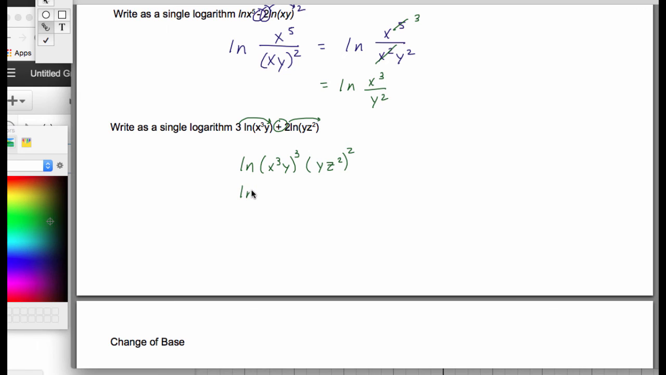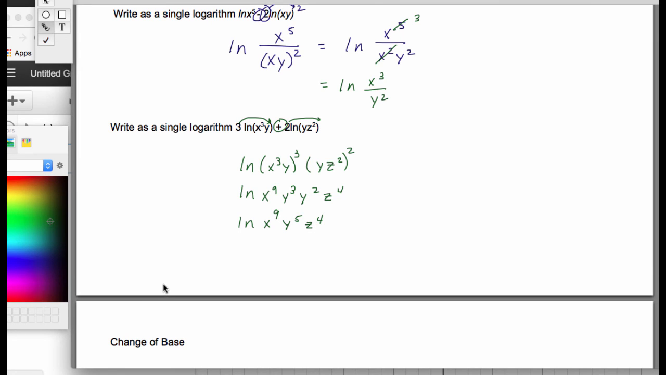I'm going to have some simplification to do here. When I distribute this in here, it's the same as saying x cubed 3 times. So that would be x to the 9th, y cubed, and then y squared, z to the 4th. And so when I simplify this all the way, I've got natural log of x to the 9th, y to the 5th, z to the 4th. That's going to be my answer there.